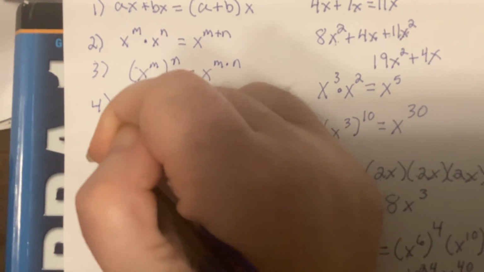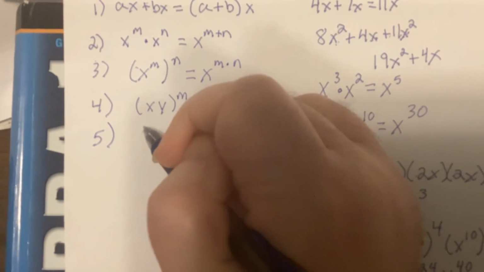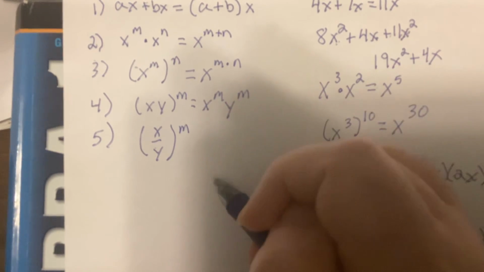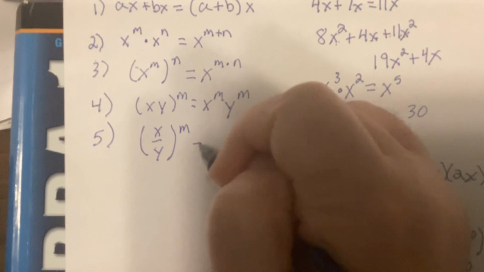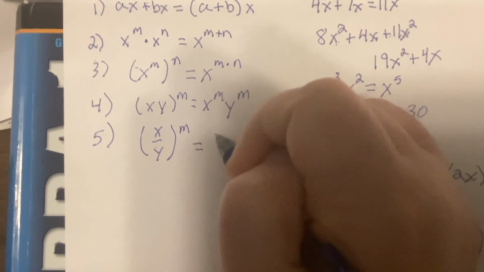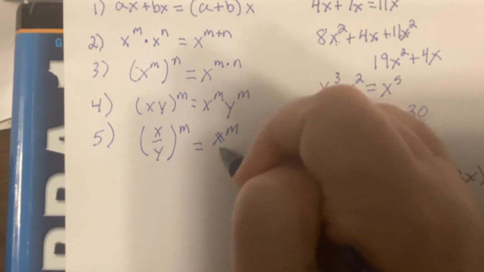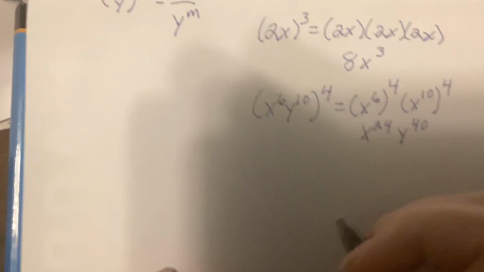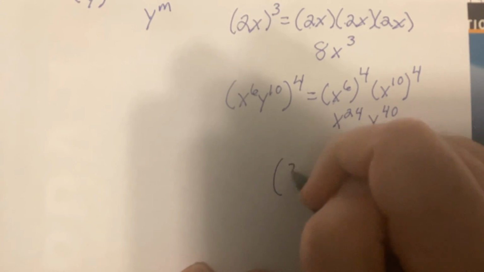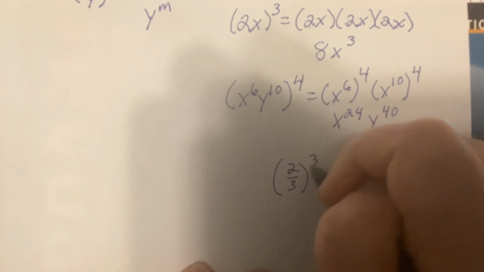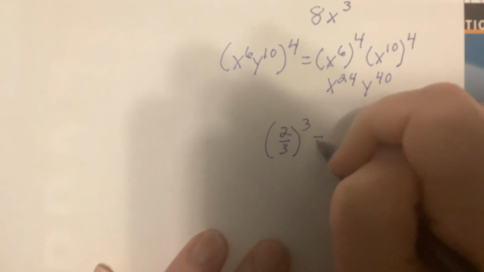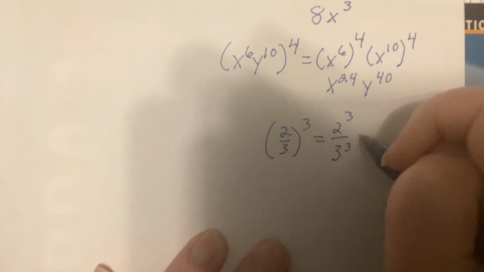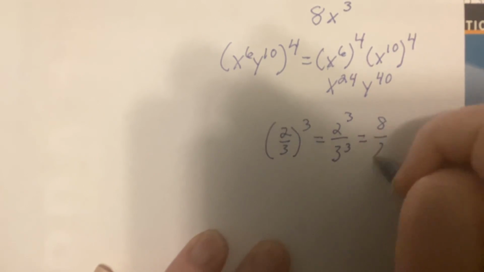Law number 5. What do you do when you have a fraction raised to a power? The same rule applies as the product. You just raise both to that power. So if I said, what is 2/3 cubed? You would say, well, that is 2 cubed over 3 cubed, which would be 8 over 27.